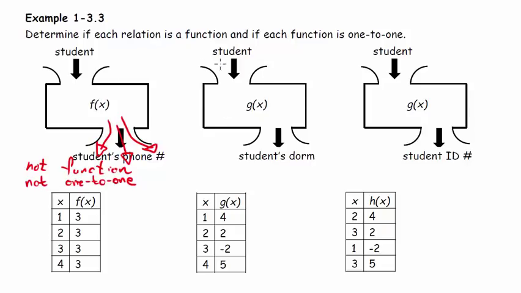Okay, now next we're going to input the student and get out the student's dorm. So would it be possible for a student to live in more than one dorm? Well, no, you can only live in one. So this is a function. So now we need to check that second criterion. Is each dorm associated with only one student? Well, no, hopefully there's more than one student per building, right? So no, this is not one-to-one.